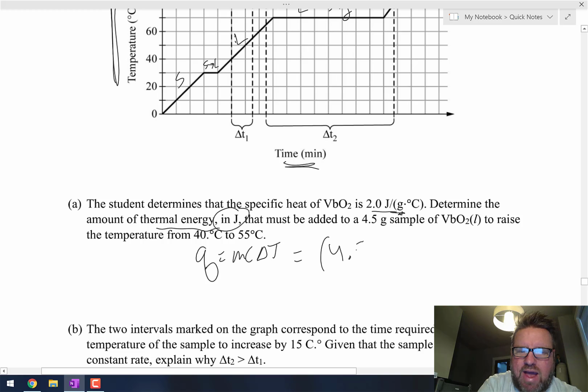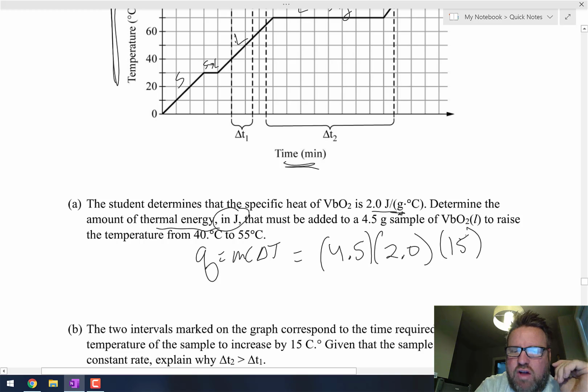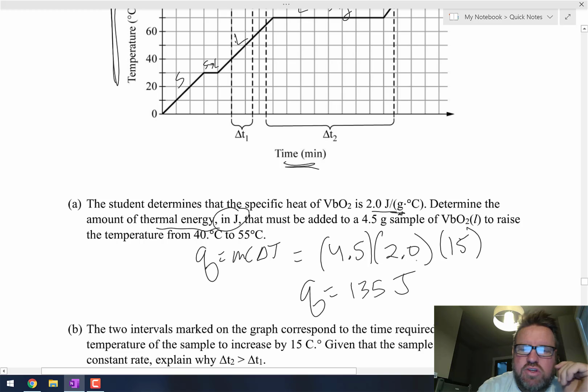So our mass is 4.5. Our specific heat is 2.0. And again, I'm leaving out the units just because I already know that they're all going to cancel anyway. And then 40 to 55 is a change of 15. So 4.5 times 2 is 9. 9 times 15. q equals 135 joules is the correct response there.